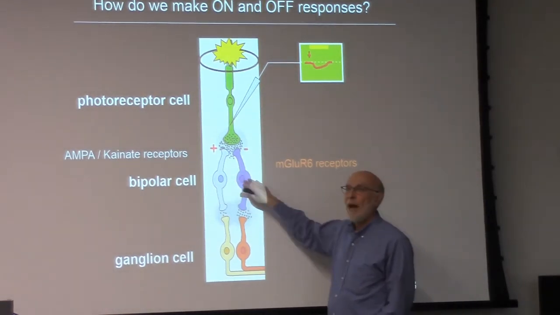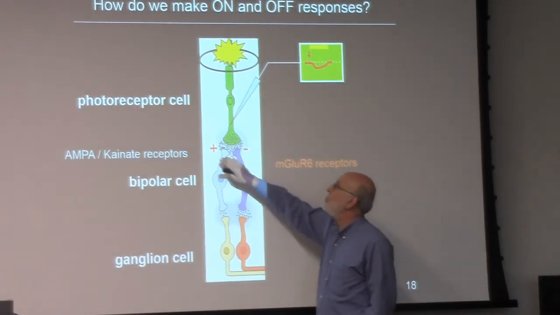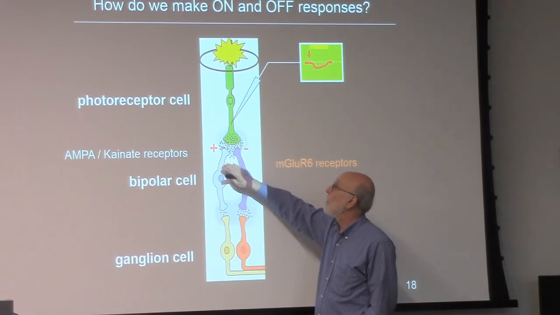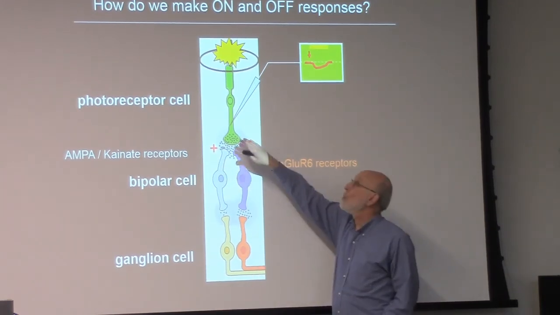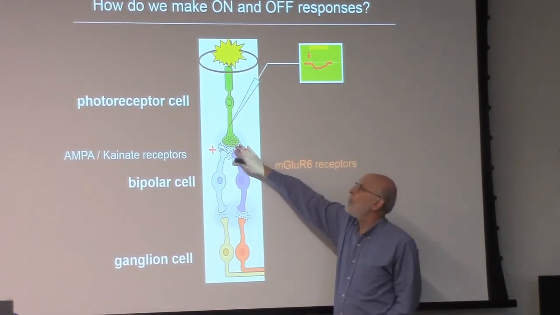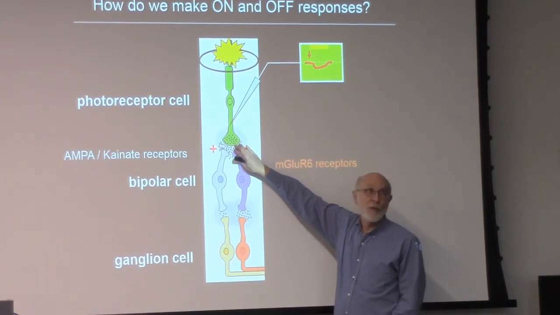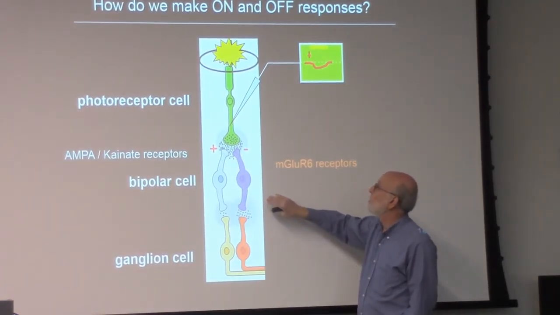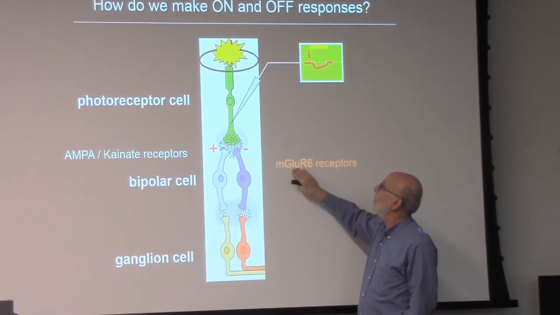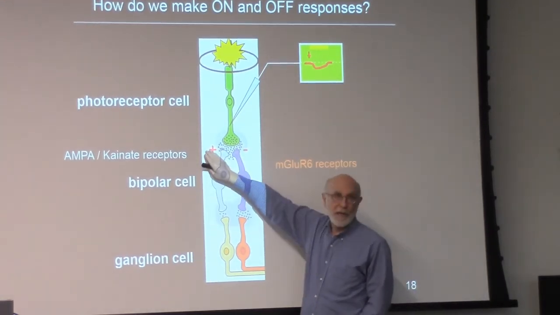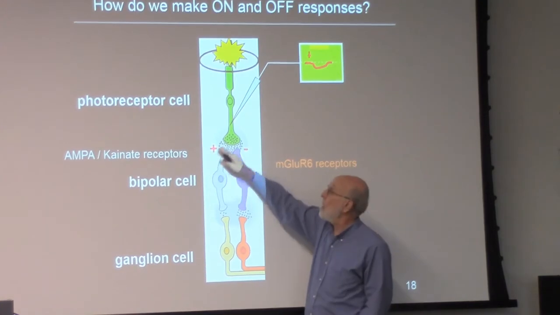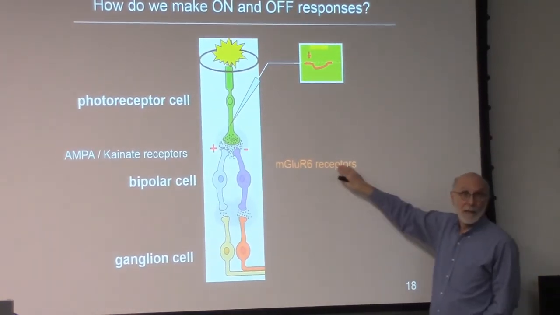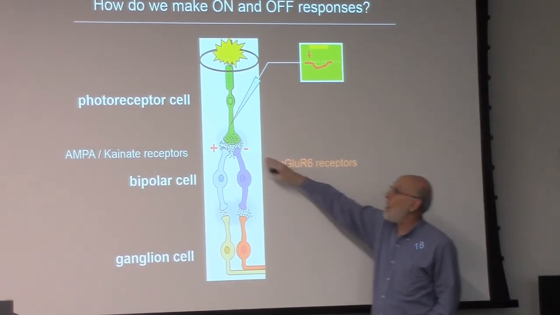The two different types of bipolar cell have two different types of neurotransmitter receptors. The neurotransmitter that is released by the photoreceptor cell is glutamate. There are excitatory glutamate receptors on some of the bipolar cells and inhibitory glutamate receptors on other bipolar cells.